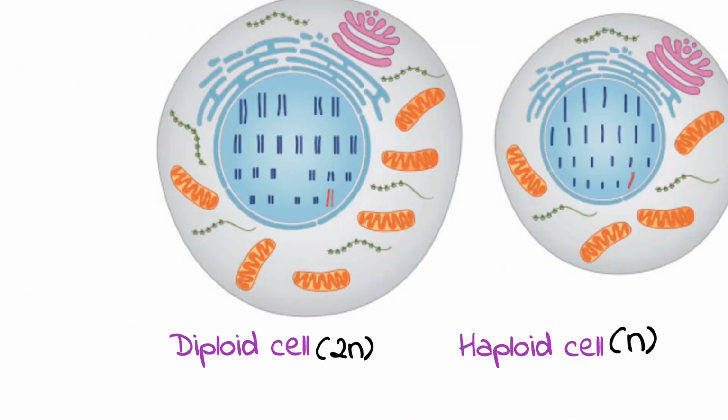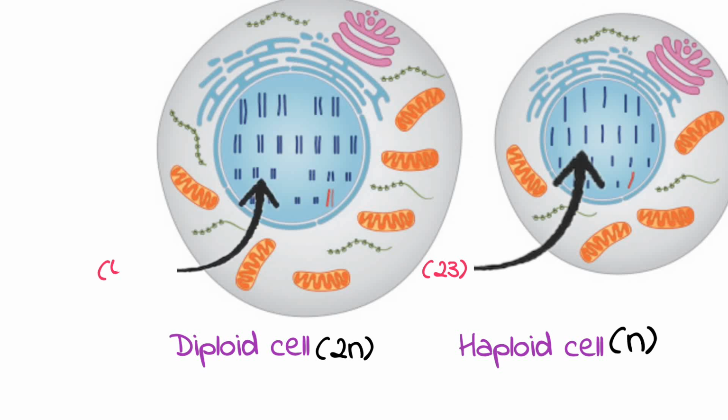In a haploid cell, the nucleus contains 23 chromosomes, and all are single. While in a diploid cell, the nucleus contains all 23 chromosomes in pairs, so there are a total of 46 chromosomes in the diploid cell.